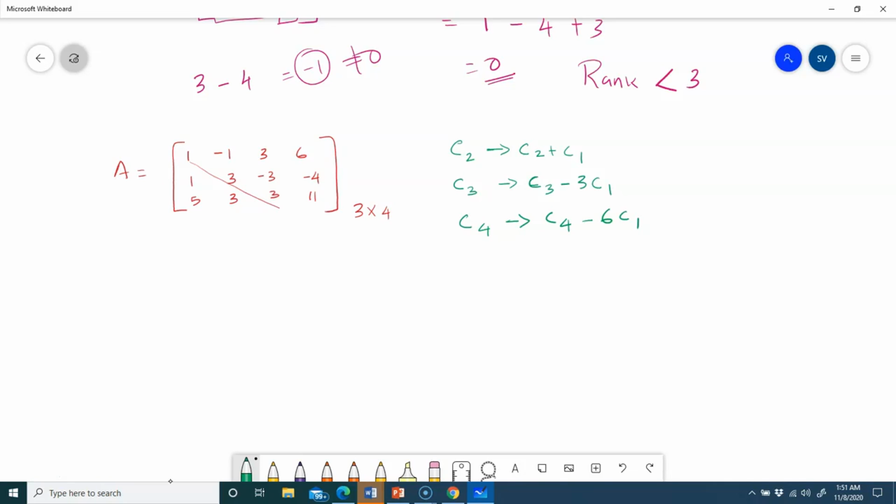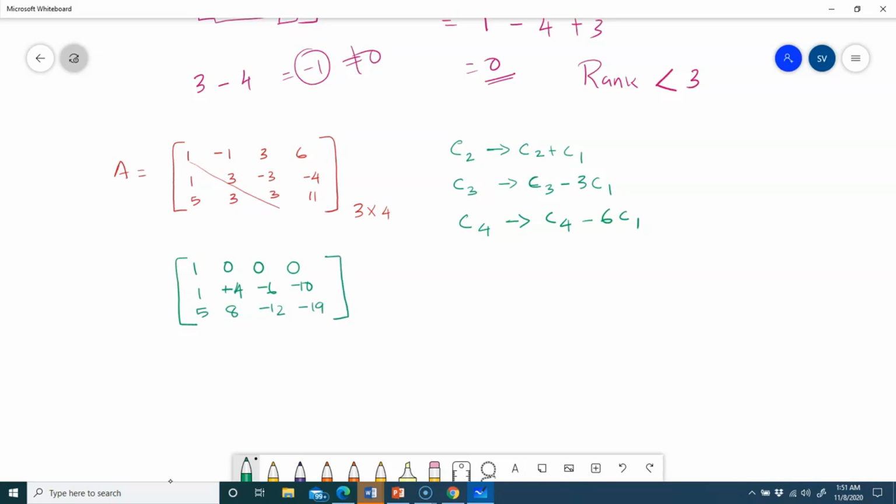Just after this elementary operation, this matrix is going to be like this: 1 0 0 0. See, first these three elements become 0, and 1, positive 4, negative 6, negative 10, and 5, 8, 8, negative 12 and negative 19.